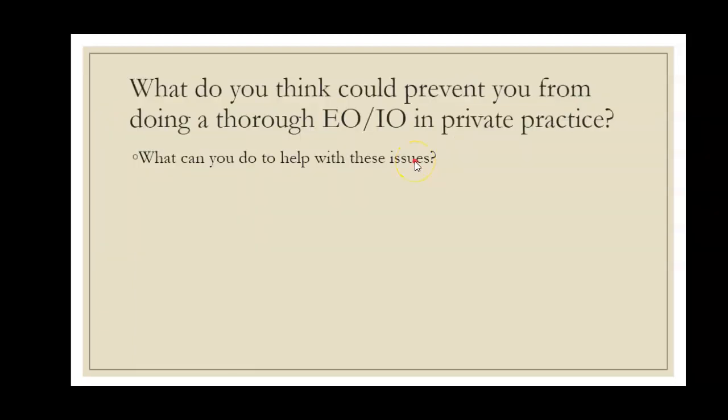What do you think could prevent you from doing a thorough EOIO in private practice? There's a lot of things that are going to start moving very quickly in your day-to-day, and one of the first things that tends to go, unfortunately, for many, many hygienists is a thorough EOIO.